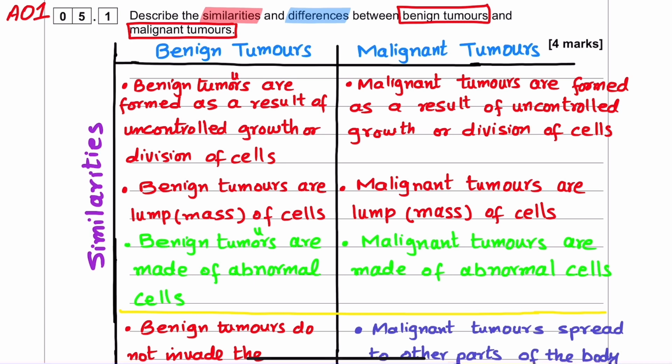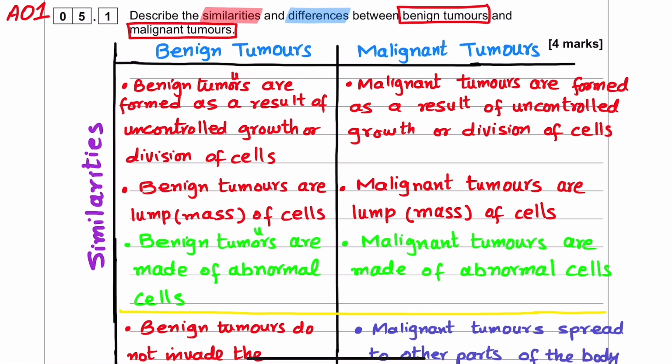Benign tumors are a lump or mass of cells. Similarly, malignant tumors are also a lump or mass of cells. The student can include other options, such as benign tumors are made up of abnormal cells. Similarly, malignant tumors are made up of abnormal cells.